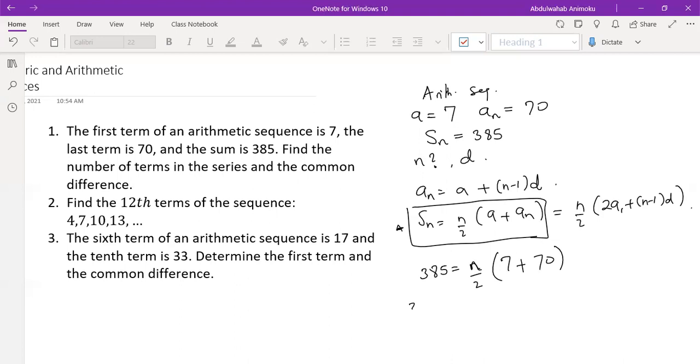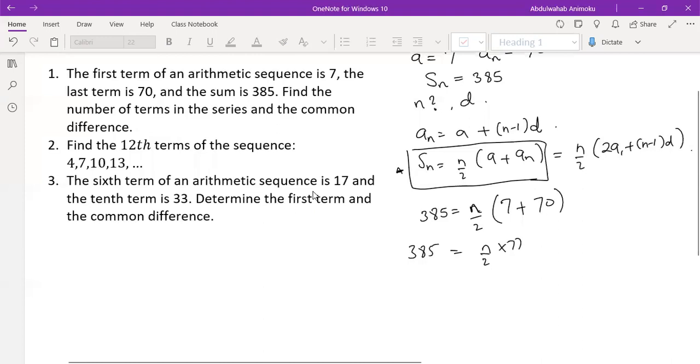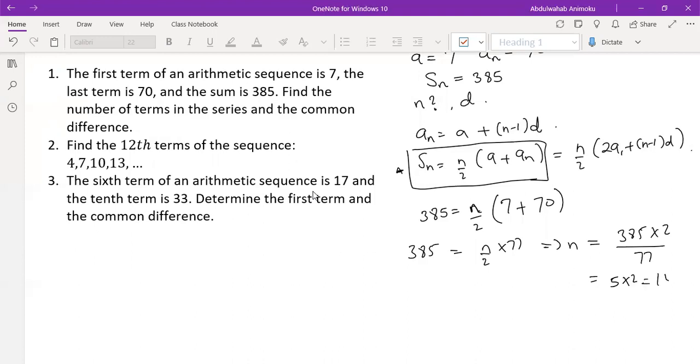Now, what does this give us? It gives us 385 equal to n over 2 times 77. So all you need to do is make n the subject of the formula, which is simply cross multiplying. That would give us 385 times 2 and dividing by 77. So let's just do this. 385 divided by 77 should give us 5. So 5 times 2 gives us 10. So the number of terms is 10. What does this mean? It means S10, where you have a1 plus a2 up to a10, should be 385. I hope this is understandable.